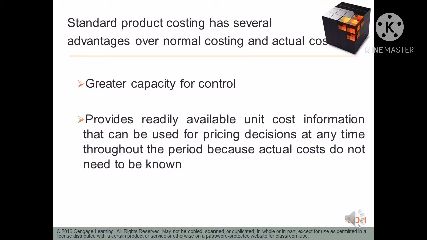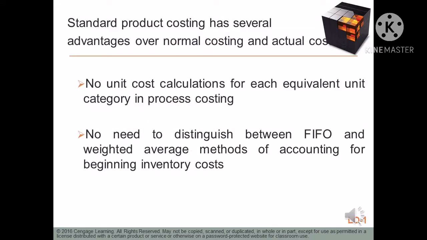Second, because standard product costing uses estimated cost, it provides readily available unit cost information that can be used for pricing decisions at any time. Next is no unique cost calculation for each equivalent unit category in process costing. The last one is no need to distinguish between FIFO and weighted average methods of accounting for beginning inventory cost.